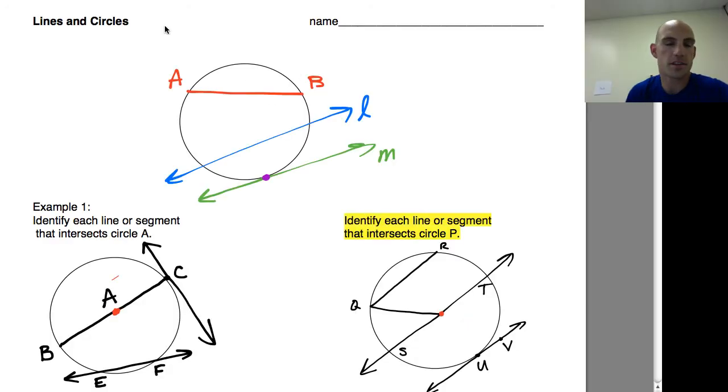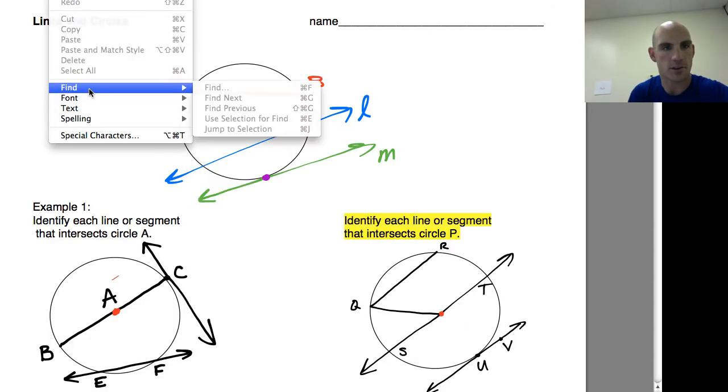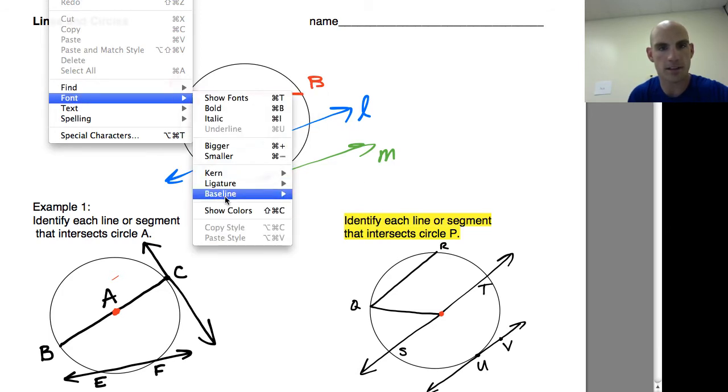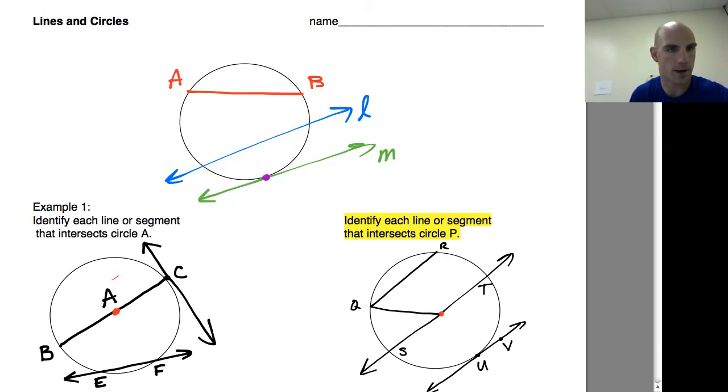Welcome back. Today we're going to be discussing the common lines that happen in circles. And so when we're talking about common lines that happen in circles, let me get my color palette out here. We basically have three different things that could happen.